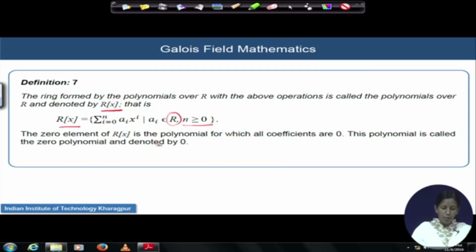The zero element of this ring is a polynomial for which all the coefficients are 0. So the polynomial with all coefficients equal to 0 will be called the zero element, and it will also be called the zero polynomial.